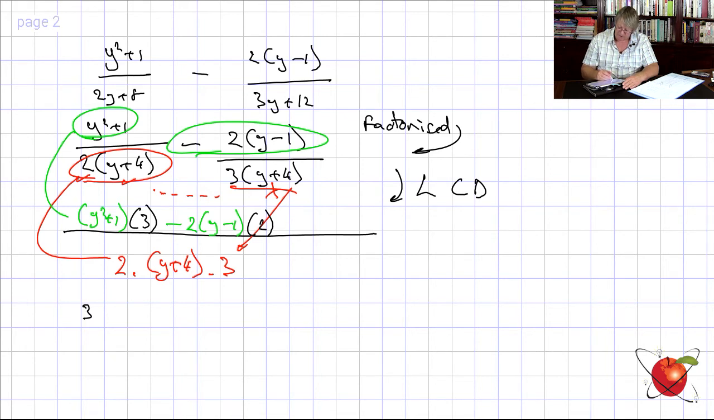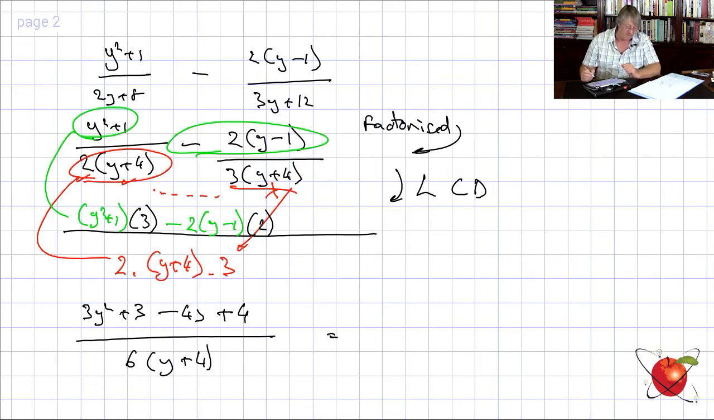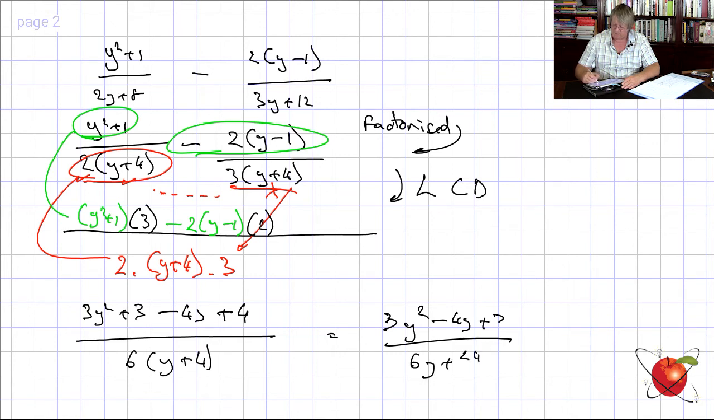Right? So now we simplify out. So over here I've got 3y squared plus 3 minus (4y plus 4) over 6 times (y plus 4). The final answer over here, okay, is going to be (3y squared minus 4y plus 7) over (6y plus 24), if you like, okay. All right. You can check here and see if there's more factorizing, okay. And I'm going to show you guys later on the computer method or the way of doing it. All right. So let's have another one.